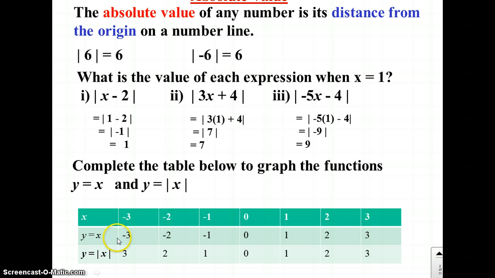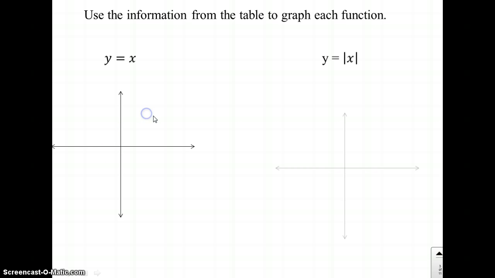So if we look at these values in the table and graph the lines y equals x and y equals absolute value x, here's what we get. So the line y equals x and y equals the absolute value of x. So when x was -3, y was -3. Plot that point. -2 and -2, -1, -1, 0, 0, 1, 1, 2, 2, 3, 3. There's our line, y equals x.